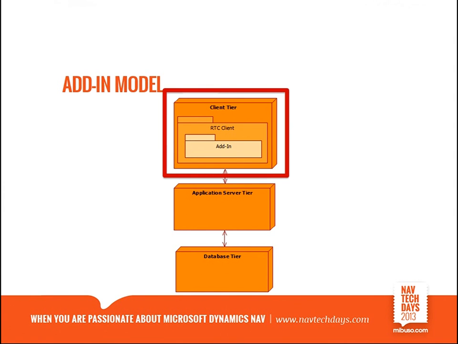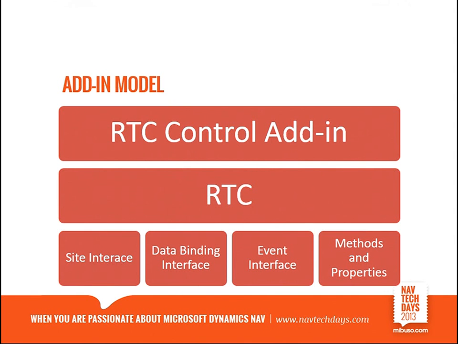And if we take a little deeper look at the RTC client and some of the features it gives to an add-in, how to extend it, there are basically these 4 interfaces and technologies, I would say. They are called site interface, data binding, events, and methods. These different parts give an ability to integrate and communicate with an add-in inside of the RTC client.